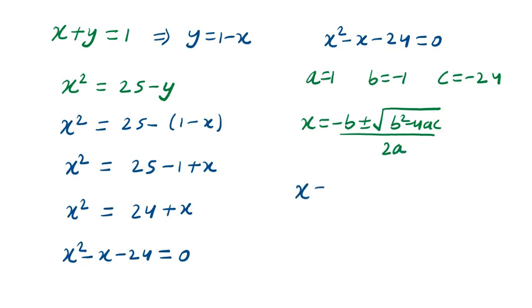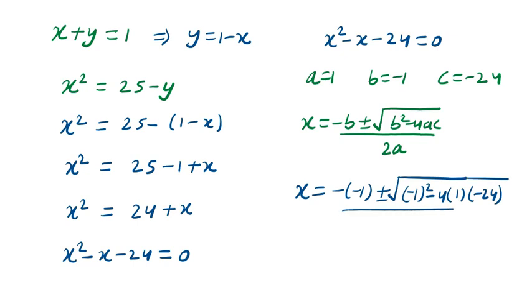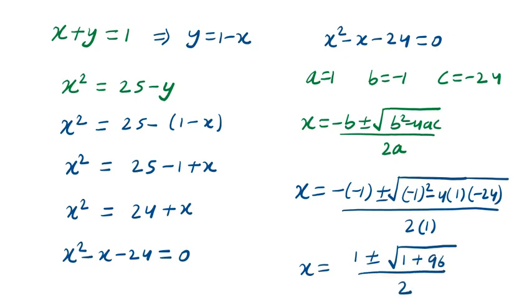Now x is equal to minus value of b, which is minus 1, plus minus square root of b replaced by minus 1 square minus 4 times value of a, which is 1, and value of c, which is minus 24, divided by 2 times a, and value of a is 1. Then x is equal to minus multiplied by this minus 1, then you will get plus 1 plus minus square root of minus 1 square is 1 minus 4 times minus 24, which is equal to 96, over 2 times 1 is 2. Then x is equal to 1 plus minus square root of 97 over 2.